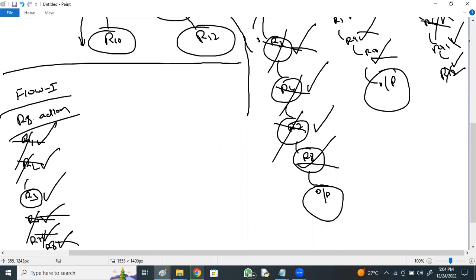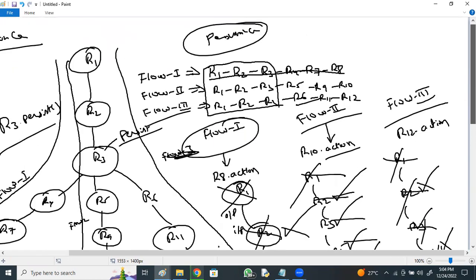Sir, my question is, when do we need to mention that R3 dot persist? So here you will be writing the code, right?